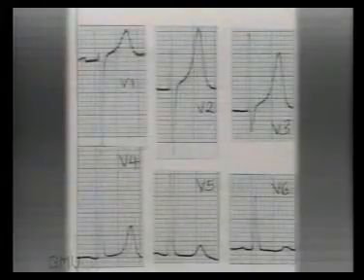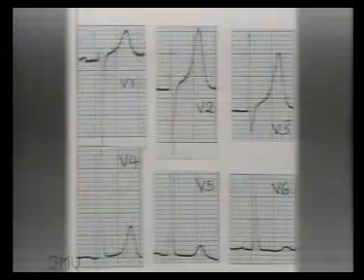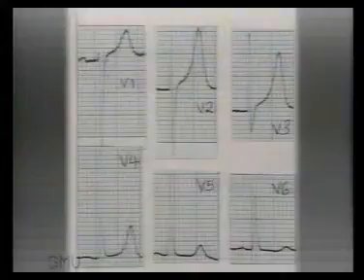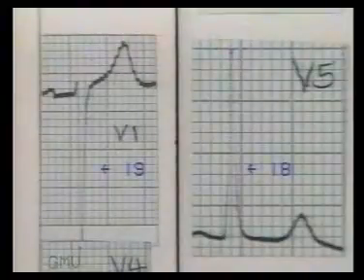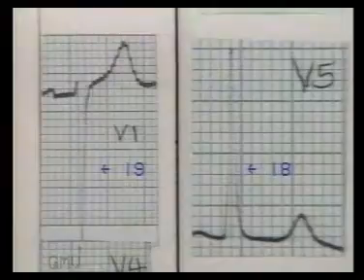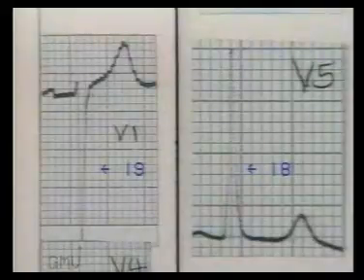In this ECG, there is normal pattern of QRS complexes from negative in V1 to positive in V6. So let us measure SV1 and RV5 from the isoelectric line. SV1 is 19 millimeters and RV5 is 18 millimeters. SV1 plus RV5 is 37 millimeters, that is more than 35 millimeters. So left ventricular hypertrophy is present.